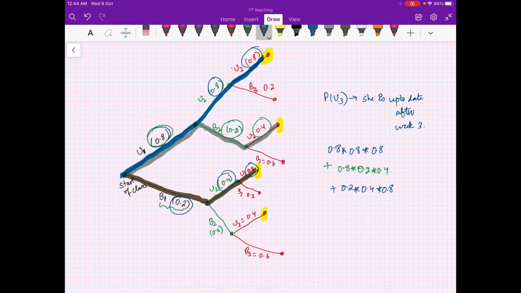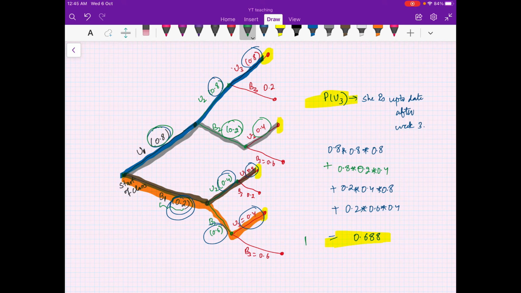And then the last path is here. You can go from here, here, and here. And the probability is 0.2, 0.6, 0.4. You can just do the calculations. You will get 0.688. Right. So this is your answer for the probability of this event, that the girl is up to date after third week. Okay.